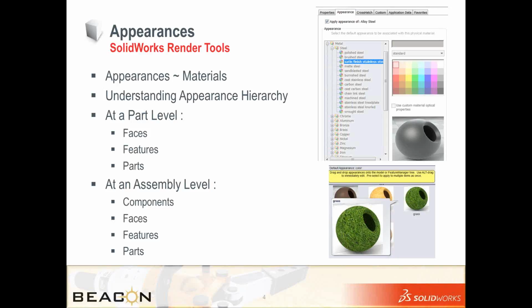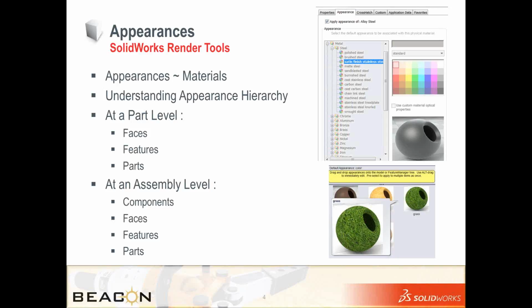So again, after this, we'll try to understand appearance hierarchy. This is really important when it comes to assemblies, when you have complex assemblies, and when you are adding appearances to almost every single part of the assembly. It is important to understand this appearance hierarchy both at a part level and at an assembly level. Here in the slide I have just mentioned the hierarchy, how it works.